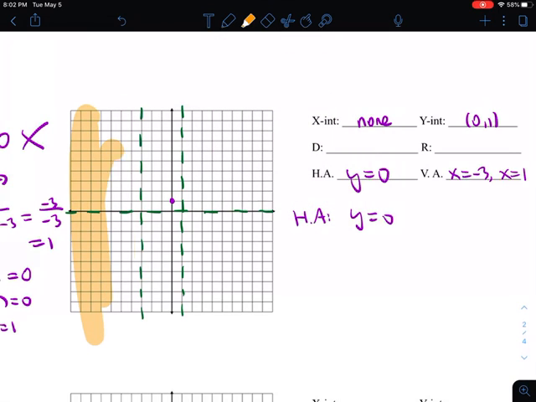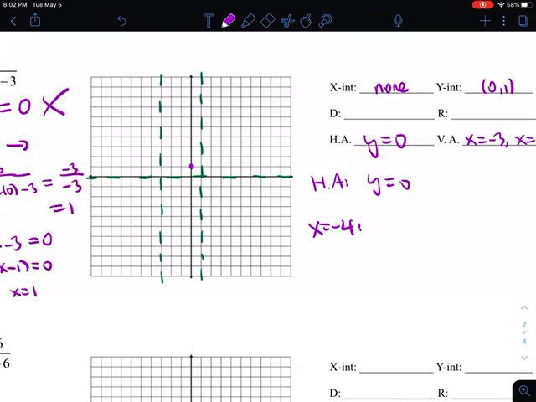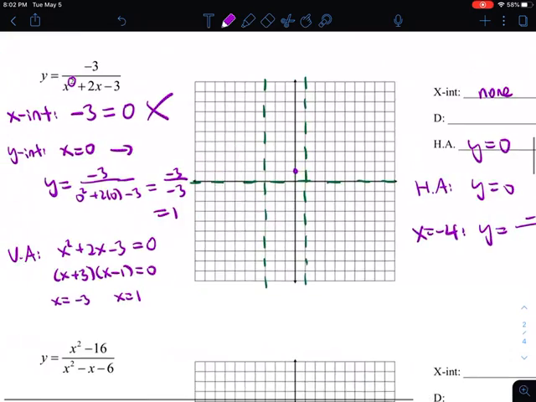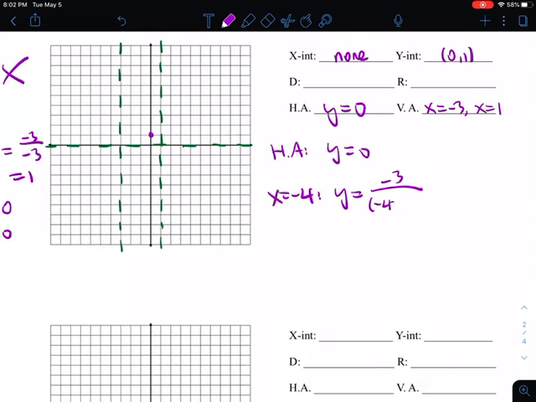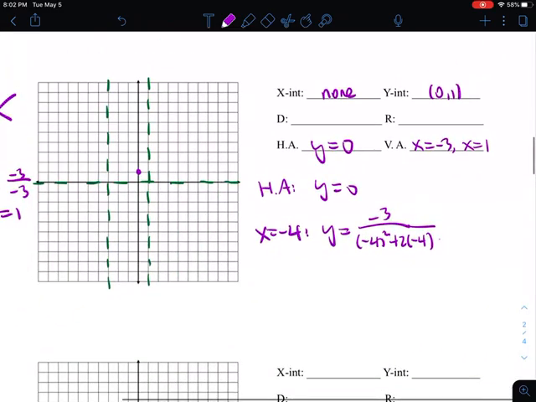So let's start with this region on the left. I'm going to pick an x value in that region, and I can pick, let's say, x equals -4 or -5. I'm going to use -4 because that's a bit easier to work with. So x equals -4. And then I have my equation up here. So y is equal to -3 over -4 squared plus 2 times -4, x squared plus 2x, and then -3.